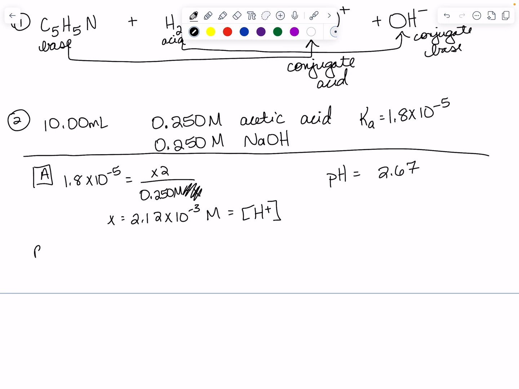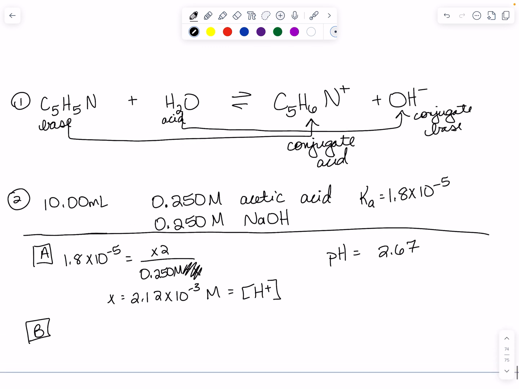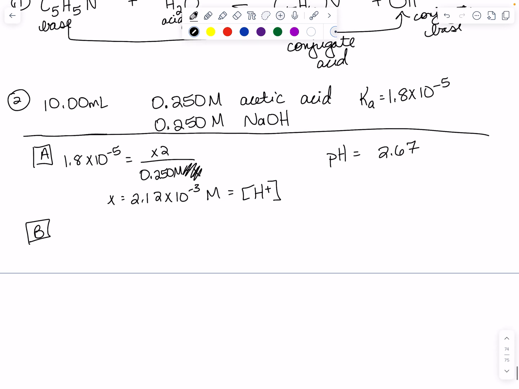Okay. B part asks for the pH after we've added 7.5 mils. So this number would be 7.5. I'm not going to leave that there because it changes each time. So I'm going to set up an ice table for that where we take acetic acid, CH3COOH, plus the sodium hydroxide, and that's going to make sodium acetate and water.